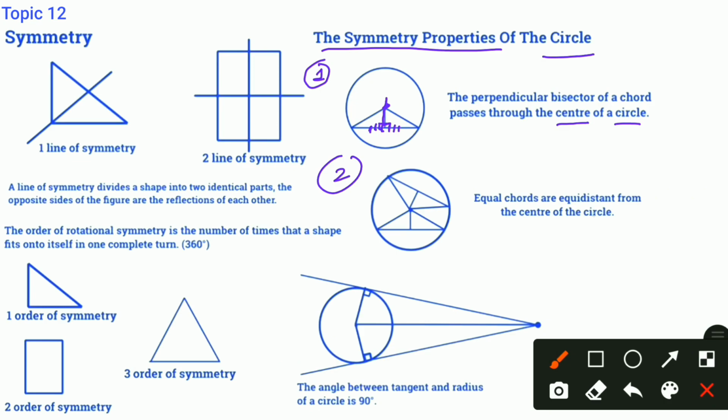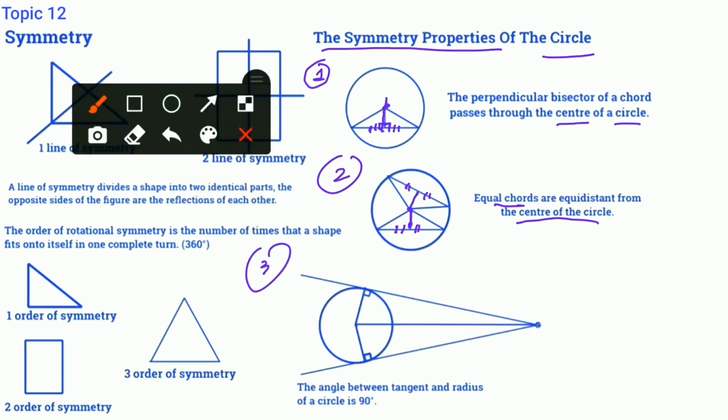Number 2 is equal chords are equidistant from the center of the circle. If the chords are equal, then they will have the same distance from the center of the circle. And number 3 is, let's say we have a circle, and we make a tangent to one point. If you make a tangent to one point of a circle, then between the radius and the tangent, it will be 90 degrees. The angle on each side will be the same.